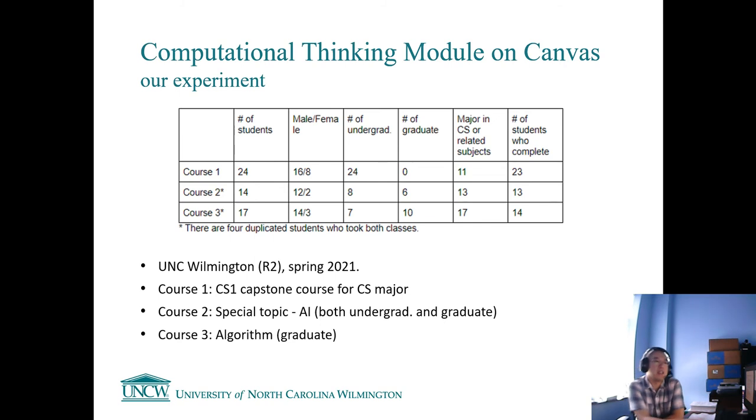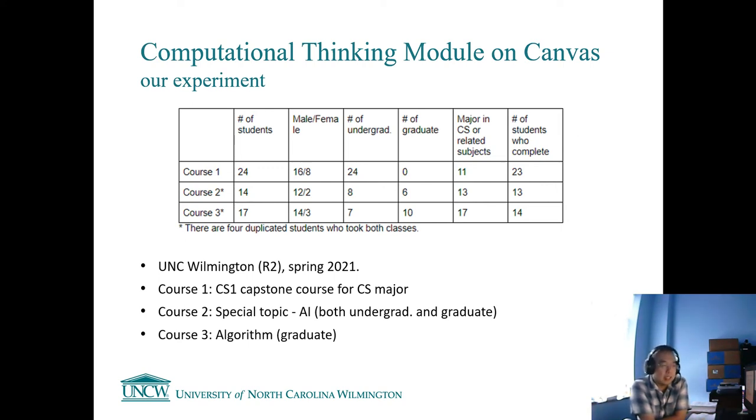In our experiment, or the validation part, we gave the computational thinking module to 3 classes. By the way, those courses are all at UNC Wilmington, which is an R2 university, and all the courses were given in spring 2021. The first course is a computer science capstone course. This is a CS1, or introduction to computer science.